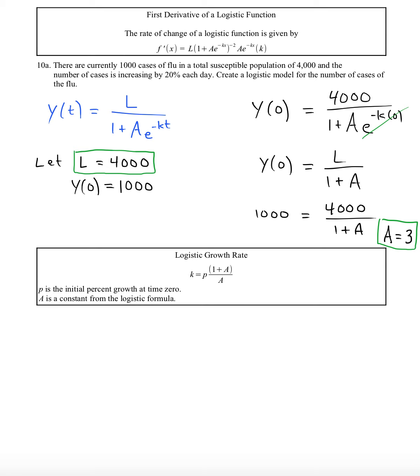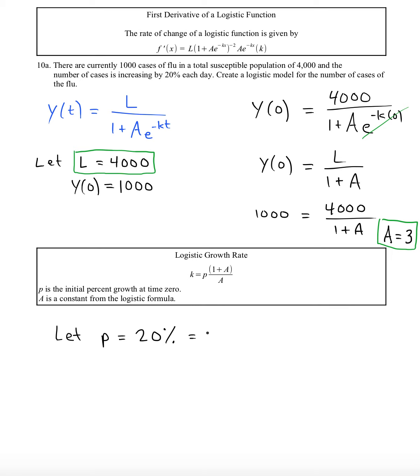And that's where this next formula comes into play. It is a formula for the logistic growth rate, and k is the logistic growth rate. So it involves a new letter that we hadn't used before, little p. Little p stands for the initial percent growth at time 0. So ours is 20%, according to the statistics that have been done.